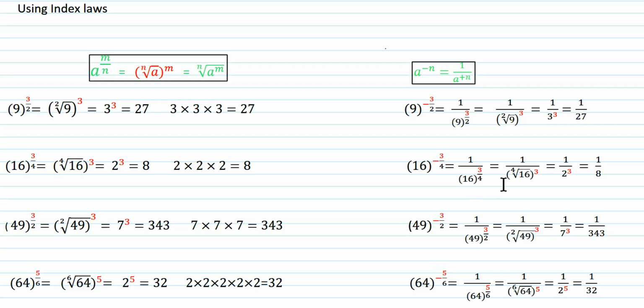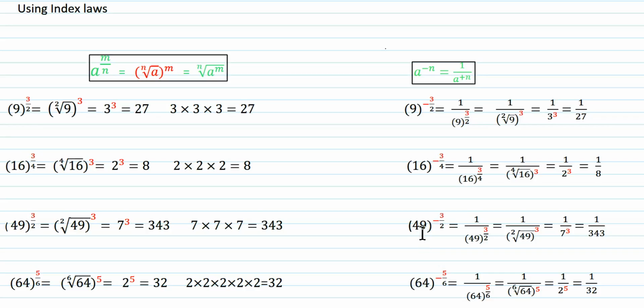This 4 means that we have to find the fourth root of 16, and that is 2, and this 2 is raised to the power 3, so we multiply 2 by itself 3 times and it's 1 over 8. Again, it's the same as this, but it's under a 1. This 8 is under a 1 because of this negative sign.